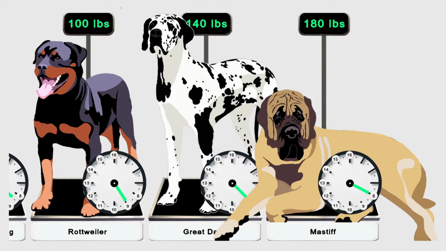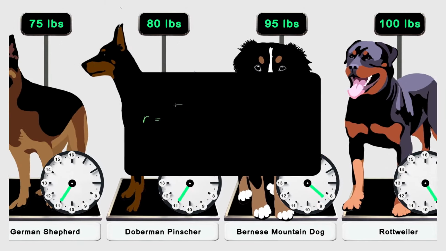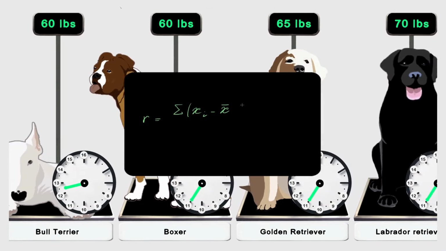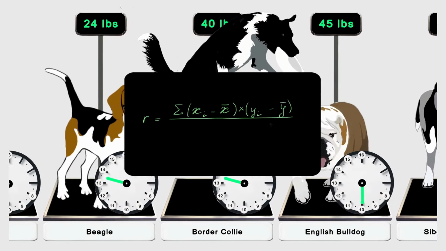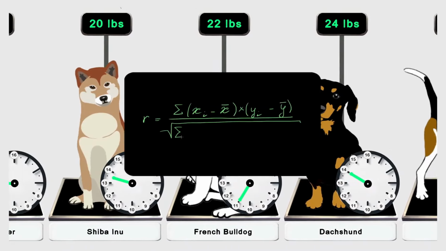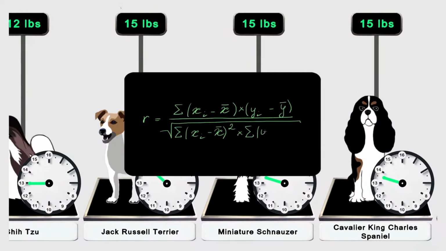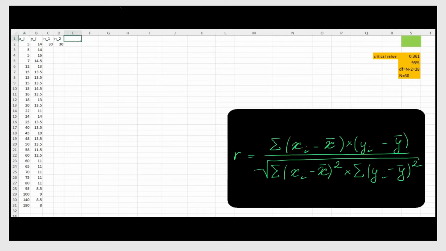Dogs' weight and average lifespan are measured quantitatively and have a normal distribution. Therefore, the Pearson correlation coefficient, denoted as R, is suitable here. It is calculated using the formula: R is equal to the sum of the products of the differences between each x value and the mean x, and the differences between each y value and the mean y, divided by the square root of the sum of the squares of the differences between each x value and the mean x, and the sum of the squares of the differences between each y value and the mean y. We perform the calculation for our data.